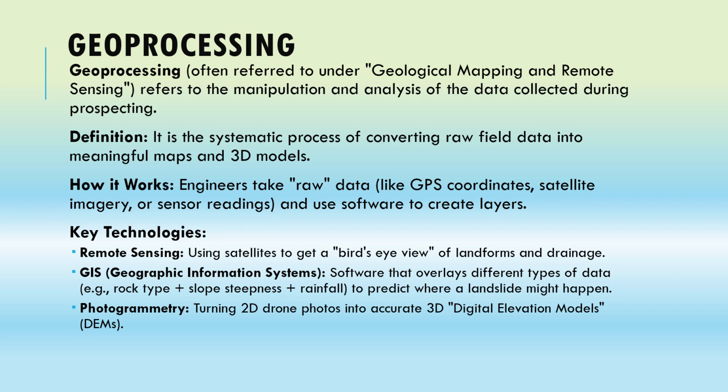For this, we are using technologies like remote sensing and GIS. You all know that in GIS we can put various data, slope data, rainfall data, rock type data, and we can analyze also. And photogrammetry. These are the technologies with which we can convert a raw data file into 3D elevation models.